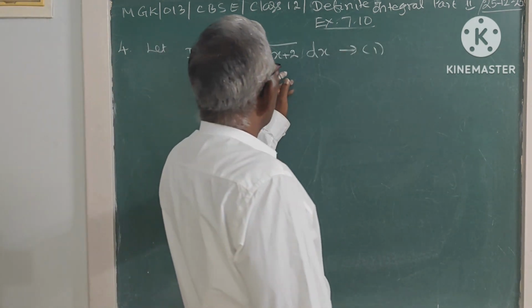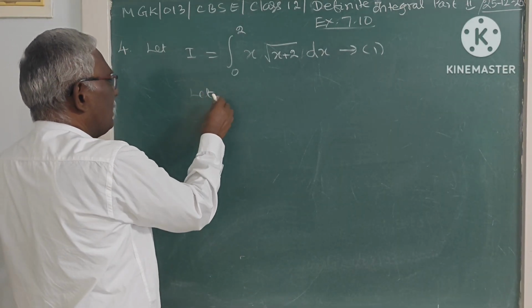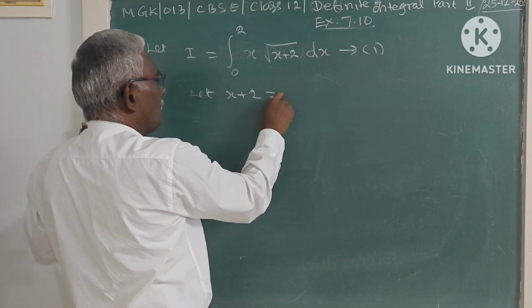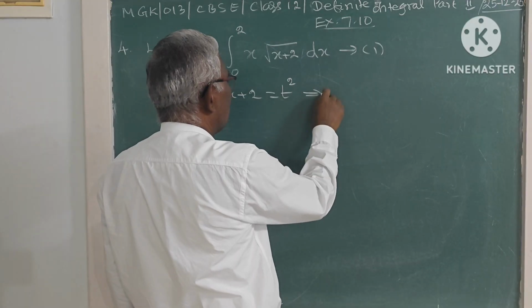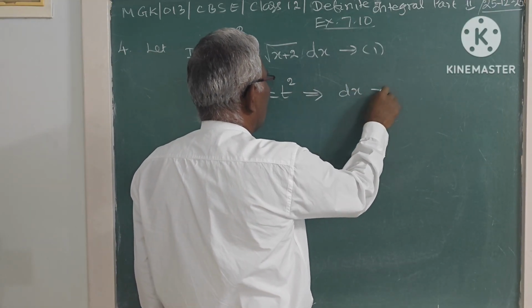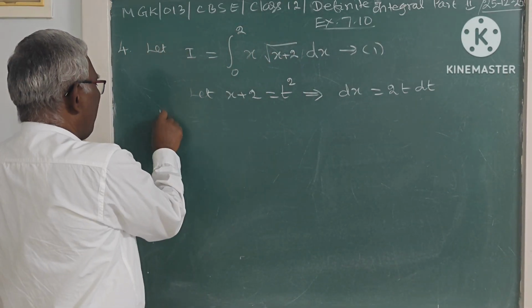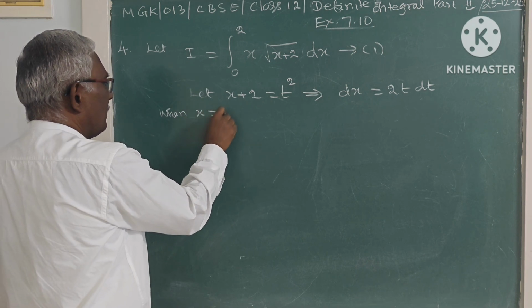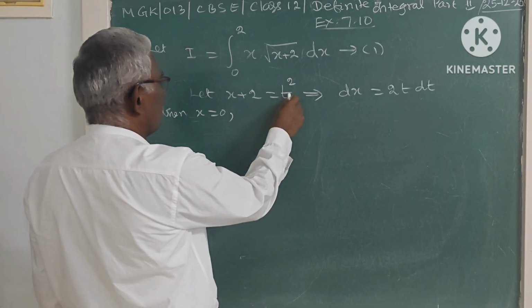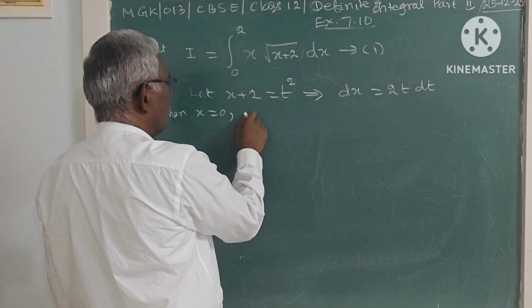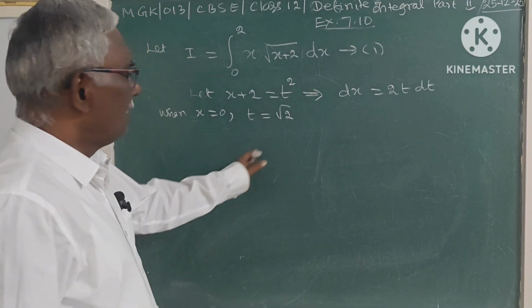Here x plus 2 is coming under square root, so we can take let x plus 2 is equal to t square. This gives dx is equal to 2t dt. When x is 0, t square is 2, and t will become root 2. We are taking plus root 2.